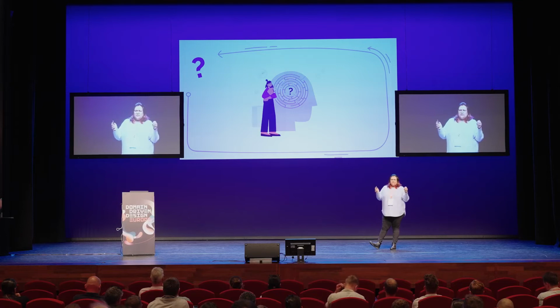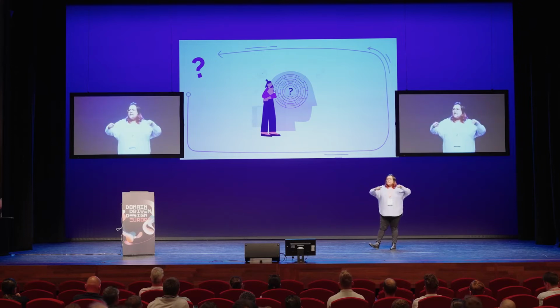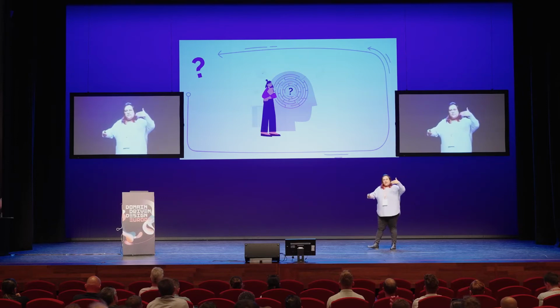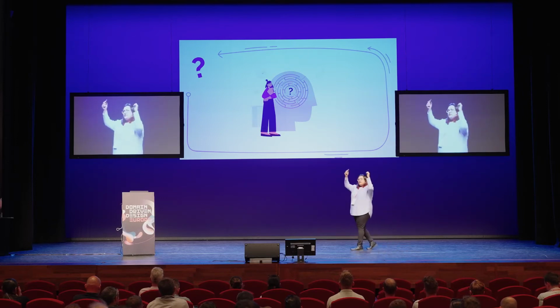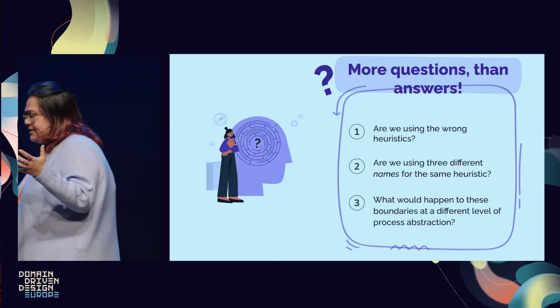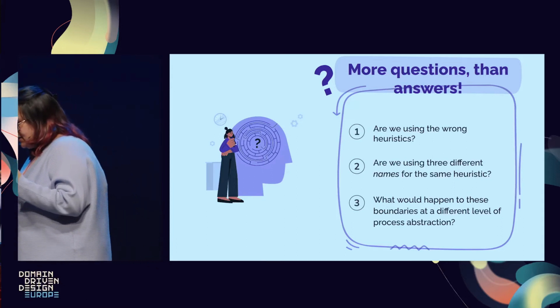Which honestly was not something we were expecting. We were expecting that as we use different heuristics, we'd get more clarity and perhaps find different boundaries. We were not expecting the boundaries to be all at the same place. So that really raised more questions than answers.